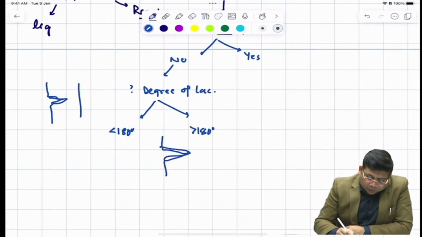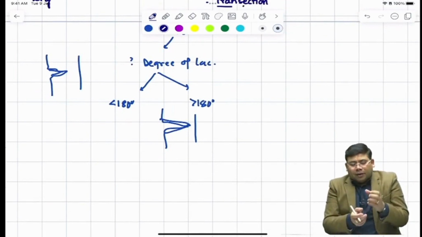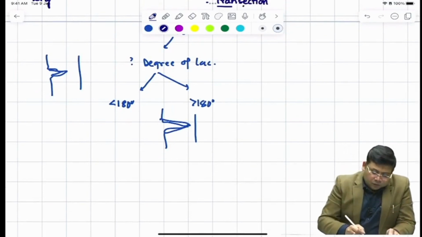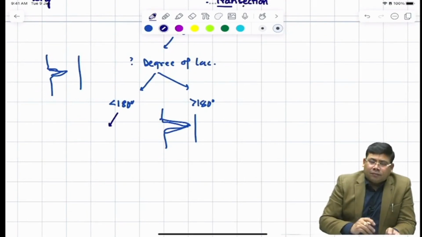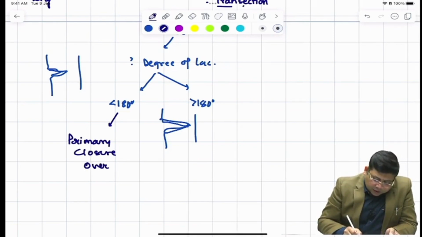Suppose this is the laceration, versus a very wide laceration, somewhere like this. So why am I asking this? Because eventually you will have to repair it. But try to understand, whenever you have a laceration of less than 180 degrees, you do a primary repair. So primary closure over a T-tube. Why over a T-tube?